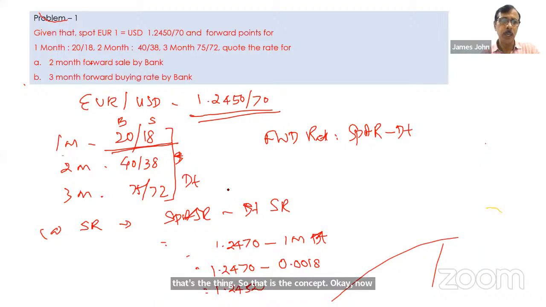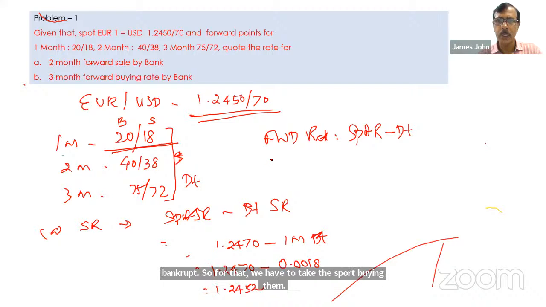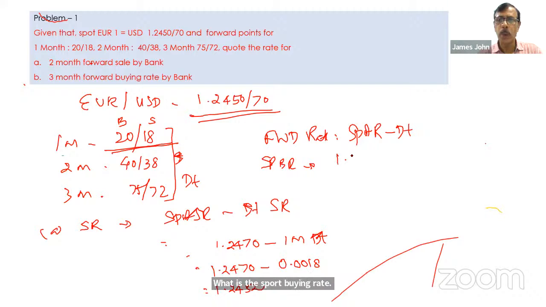Okay. Now, sir, one doubt, sir. Discount buying rate. See, this we will go to the second question. The 3-month forward buying rate we want. So for that, we have to take the spot buying rate. What is the spot buying rate? 1.2450.